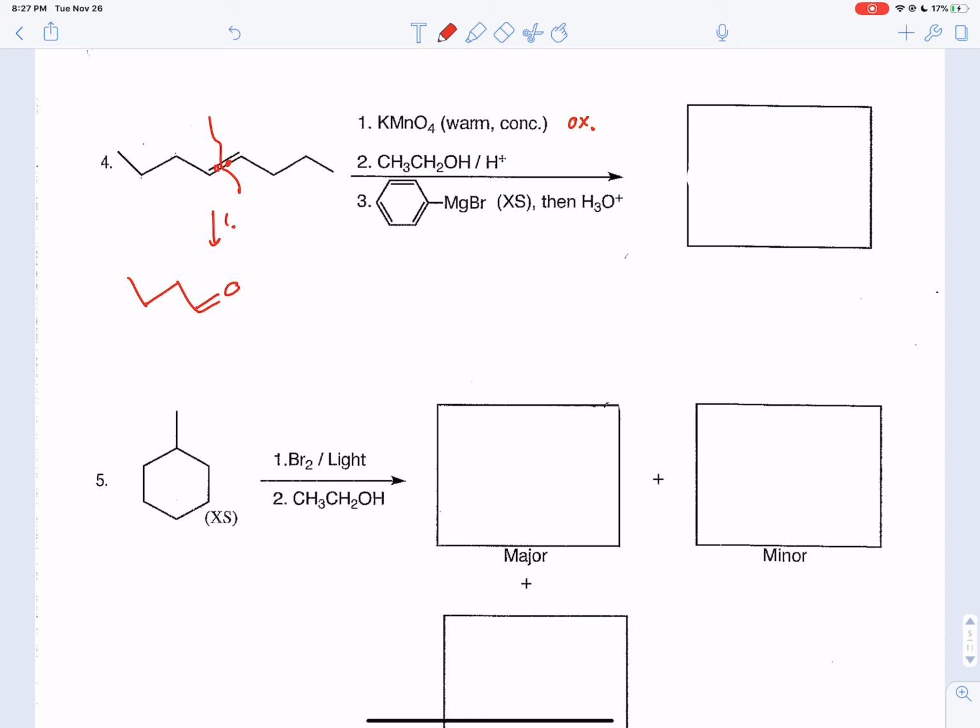So that's our piece. And then are we going to leave it as an aldehyde, or are we going to oxidize it even further to the carboxylic acid? Carboxylic acid. So warm, concentrated. This is very harsh conditions, very strong. It's going to oxidize it all the way to the carboxylic acid, okay? So you've got to put that OH there.